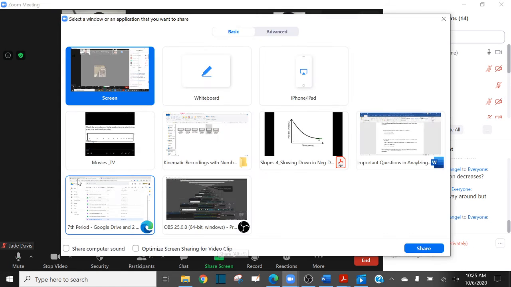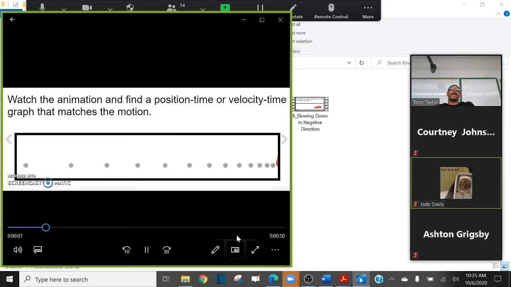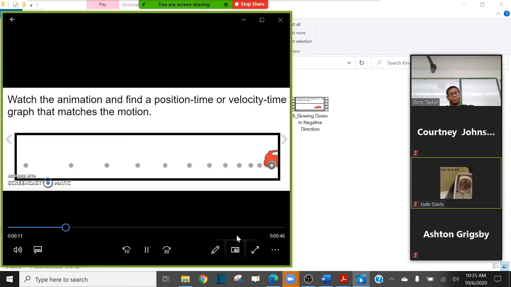What if I were to give you a motion map that looks like this and ask you to figure out how the position versus time graph depicting this motion would look like? Well, two things I want you guys to notice. One, we're moving in the positive direction, and two, we're slowing down.